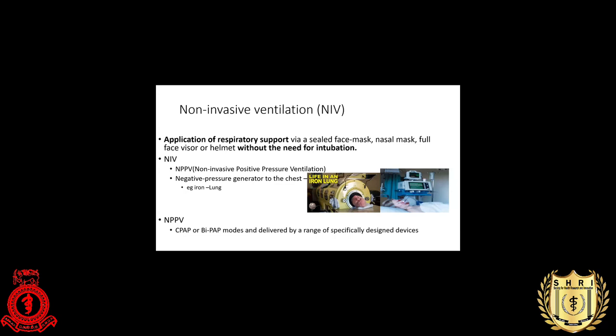What is non-invasive ventilation? Non-invasive ventilation is the application of respiratory support via an interface. This interface could be a face mask, nasal cannula, full face visor or helmet, without need of intubation. There are two types of non-invasive ventilation: positive pressure ventilation, or negative pressure generated around the chest, like the iron lung. The iron lung generates negative pressure that helps the patient breathe in. But this is not commonly used nowadays because it is very heavy, bulky and difficult to use.